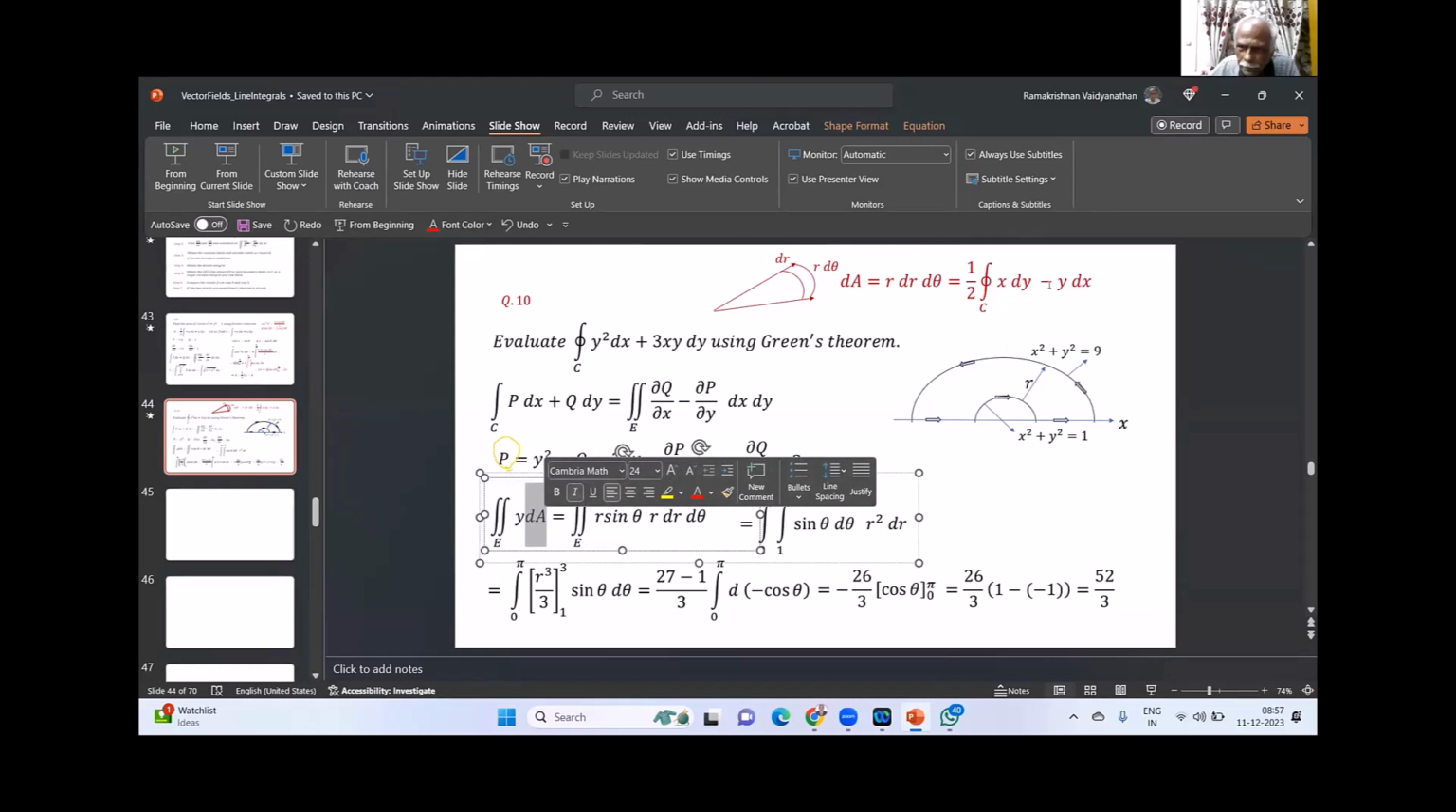Either you follow this method, we have done this. What is the region they're asking you to find in this problem? He is not asking you to find any 2D area. He is asking you to find out what is this integral in this region.